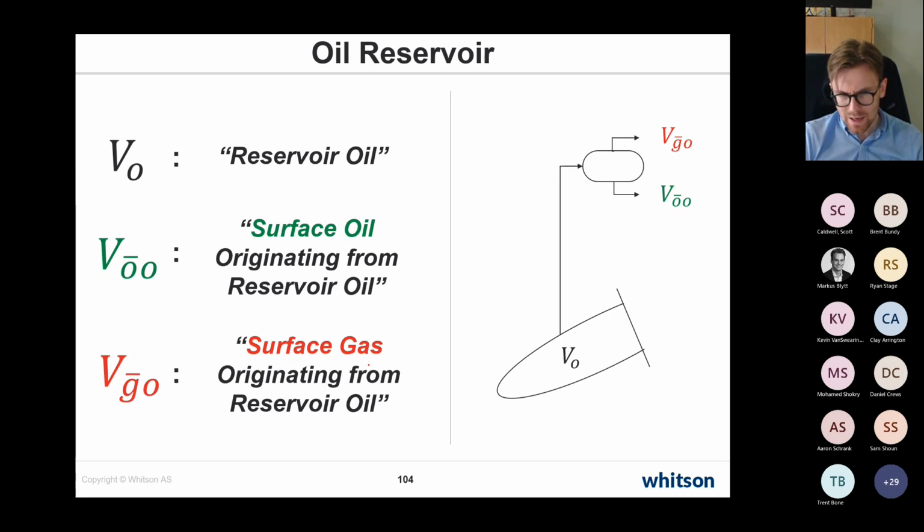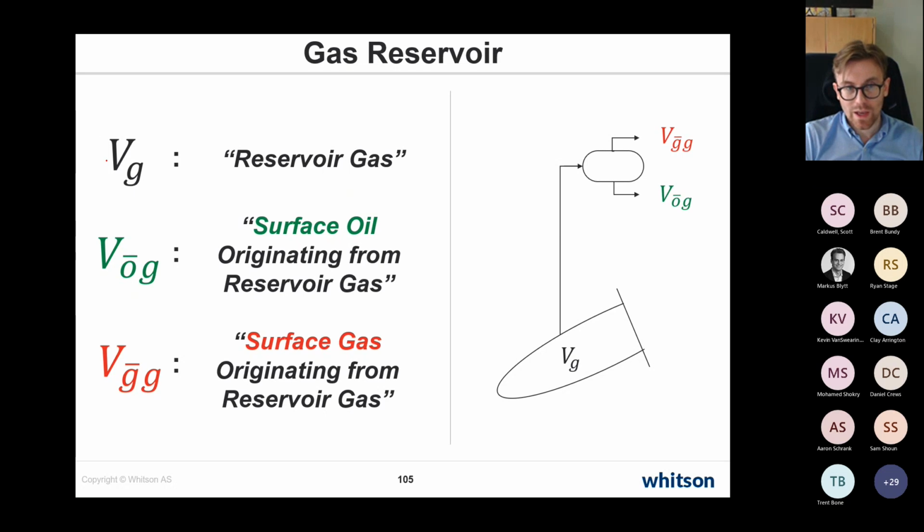This was introduced by SBE back when they wrote the phase behavior monograph, I think. So this is SBE nomenclature. And you'll see why it's important that we distinguish between a reservoir oil phase and a reservoir gas phase. So for reservoir gas, the reservoir volume of gas is Vg, and any surface oil or surface condensate, if you like, that originates from the reservoir gas, we call VO hat G. Any surface gas originating from the reservoir gas phase will be G hat G.